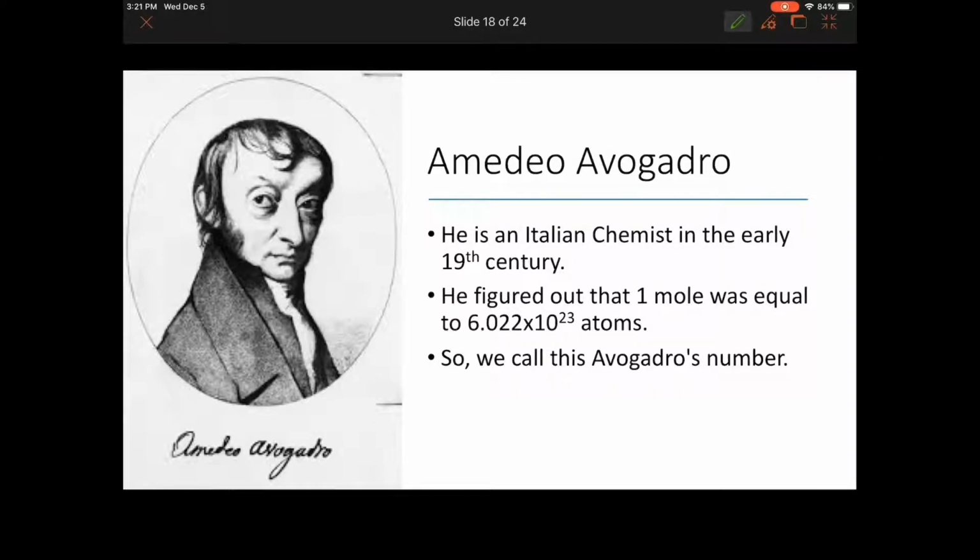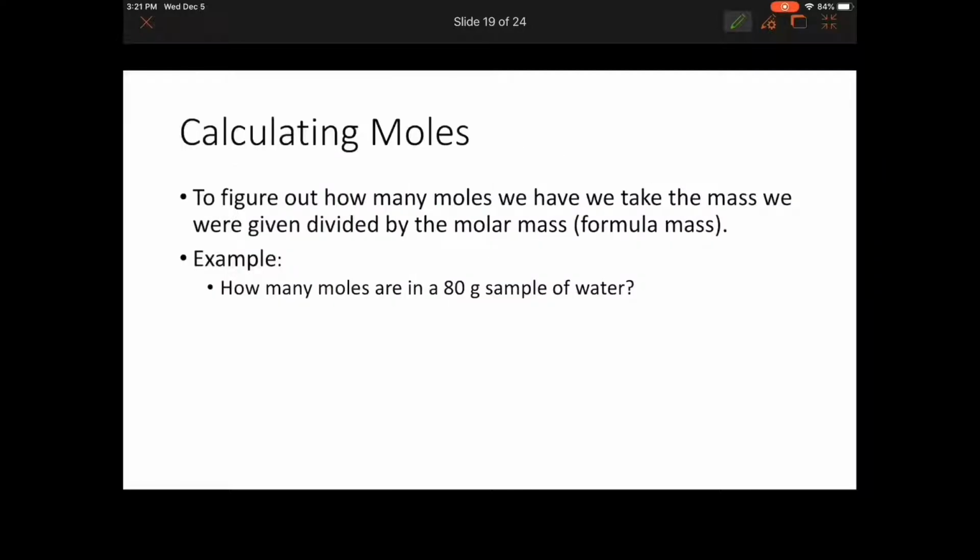So if I'm ever referring to Avogadro's number, that is what I'm talking about. Now we are going to take some time to learn how to calculate moles, because if for some reason you are given a sample that is larger or smaller than its molar mass, then this way you can figure out how many moles you were actually given if you are asked.